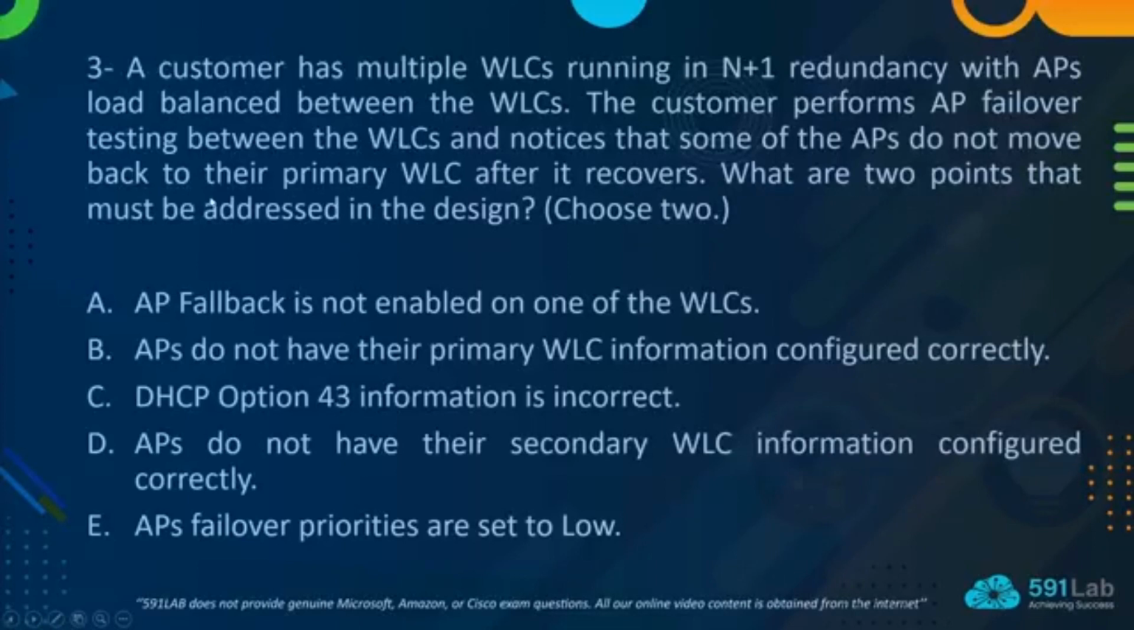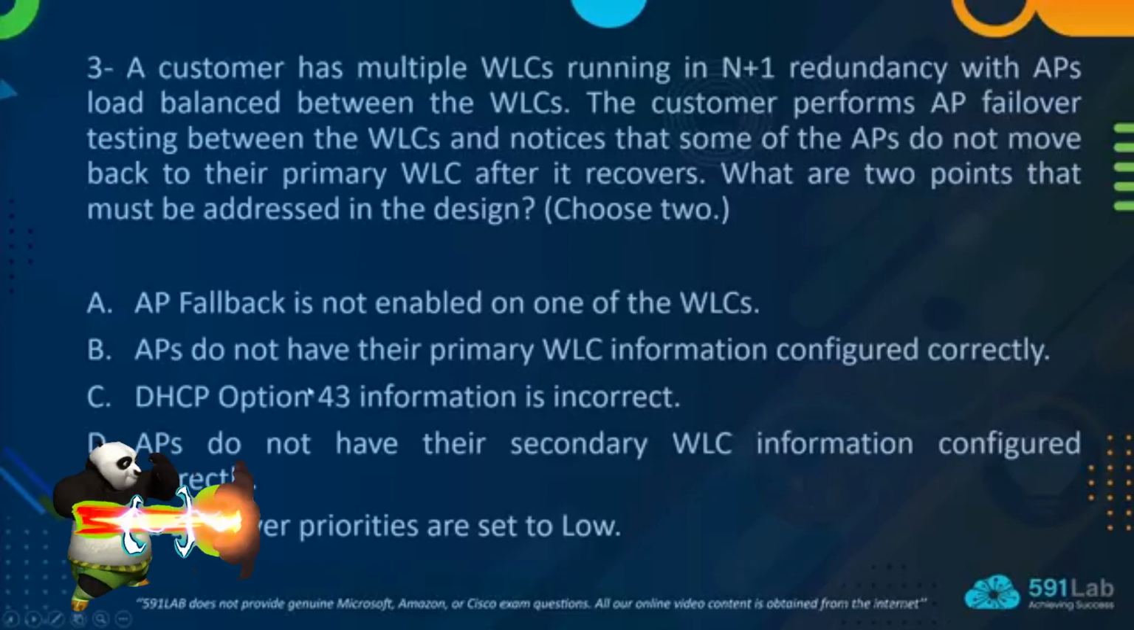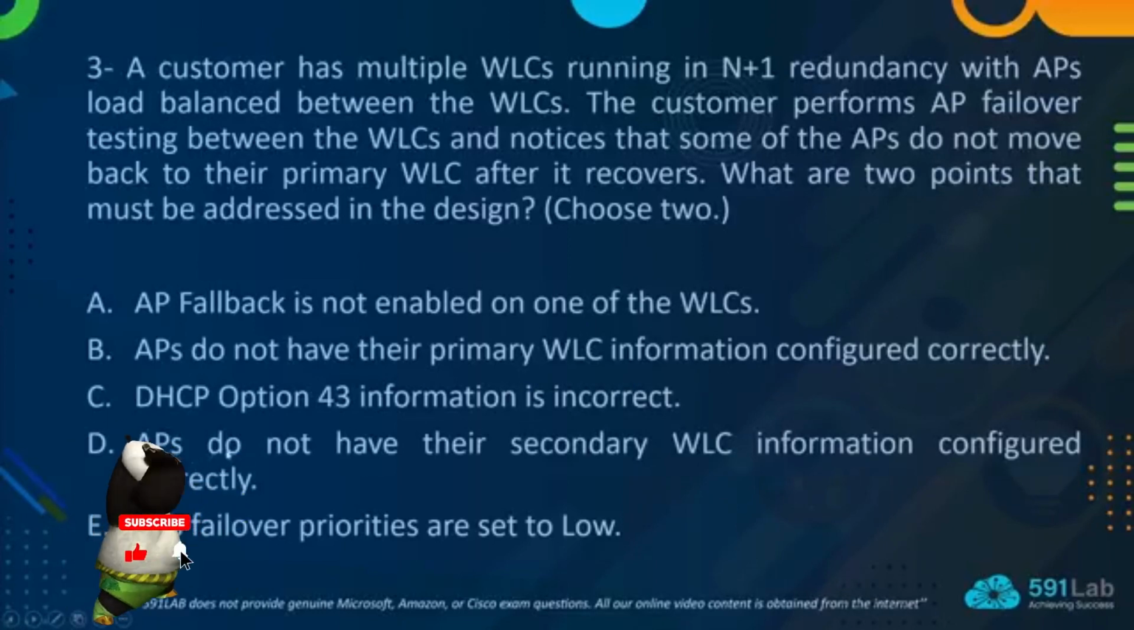What are 2 points that must be addressed in this design? The options that we have are: AP fallback is not enabled. AP does not have the primary WLC information configured correctly. DHCP option 43. APs do not have their secondary WLC information configured, and AP failover priorities are set to low.